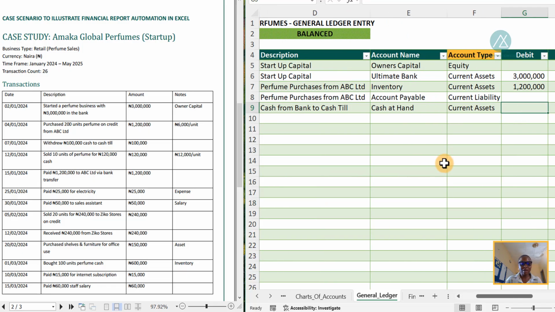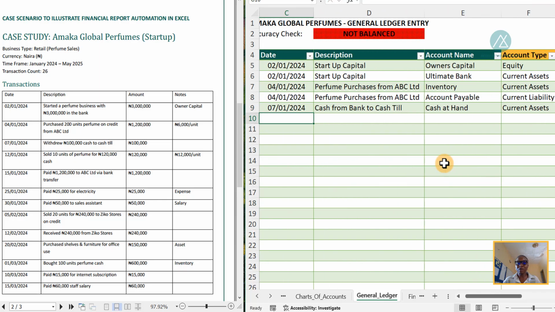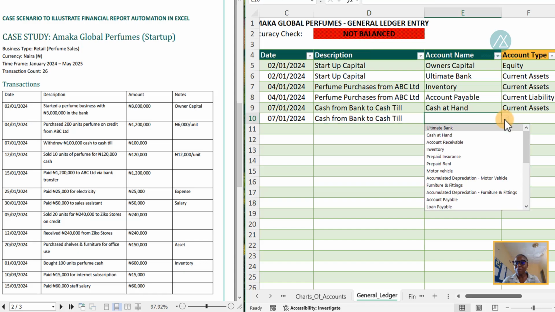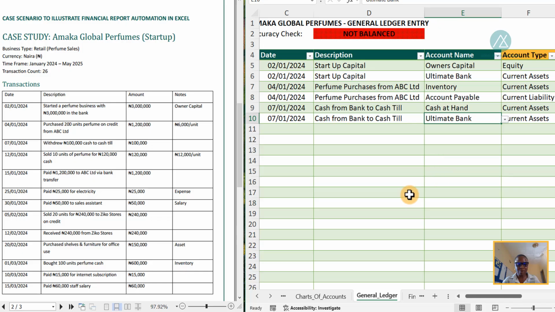How much is 100,000, right? So we move to the next, we have to do the next entry, the second entry, because if we don't do it, it's telling us that you've done one, you are yet to do the next one. That's why it's saying no balance. Always note that. So the next one is the ultimate bank, money left ultimate bank, 100,000 into the cash.